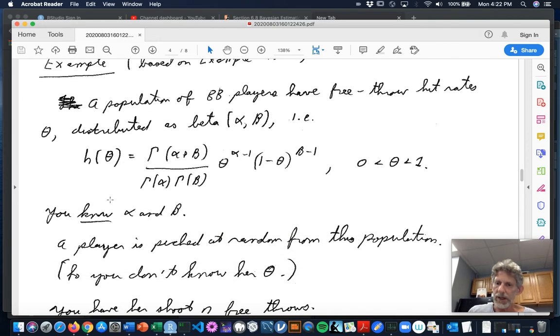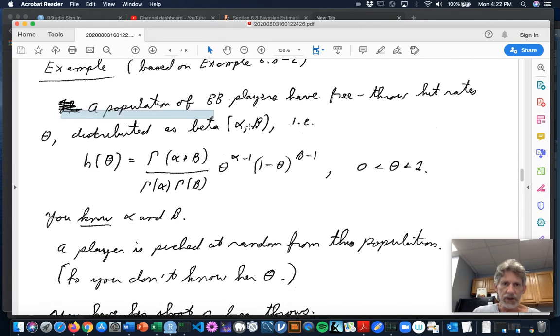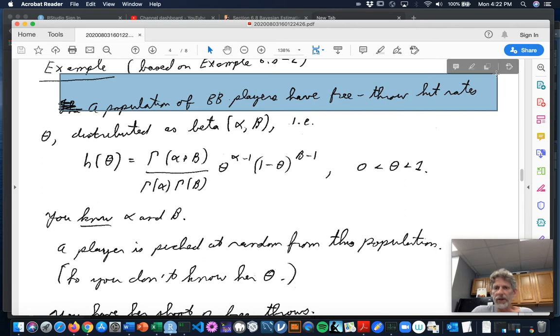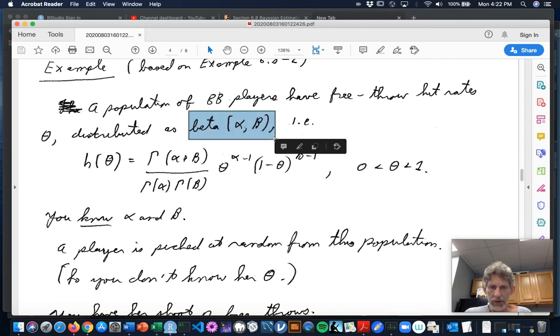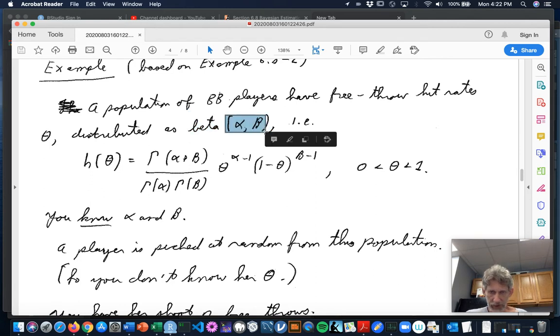So let's try another application of Bayes' theorem, for a different kind of theta and a different kind of evidence. Say you've got a big population of basketball players, and each of them has a free throw hit rate, a probability of making a free throw when they try. Each one has their own probability, but when you stick them all together and make a big histogram of their probabilities, it looks like the PDF of a beta distribution with parameters alpha and beta.